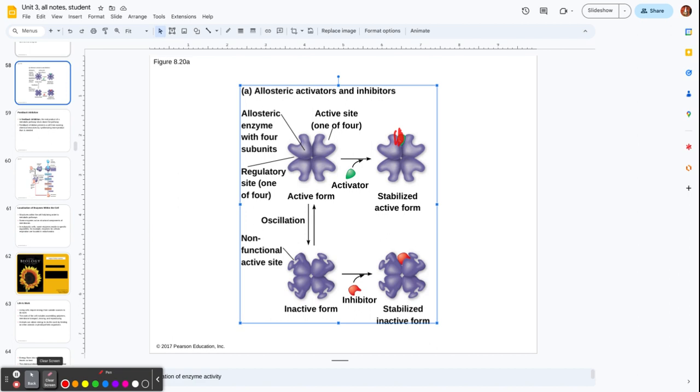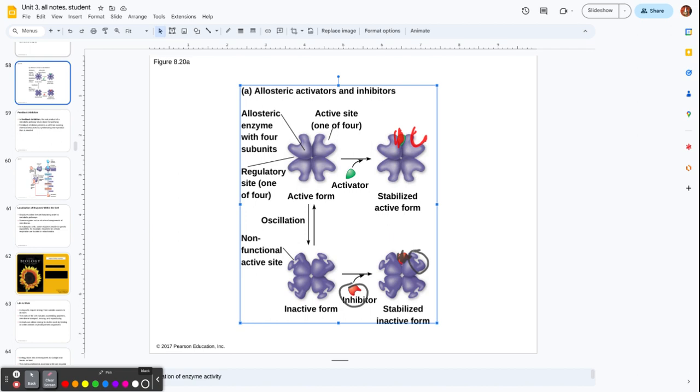So that little thing wedges in there, and that keeps this site open so that substrate molecules can bind. In the second picture, we have inhibitors. I use a different color since that's red. Now I've got an inhibitor, and that wedges in there, and the way it wedges in there, it closes up that active site.